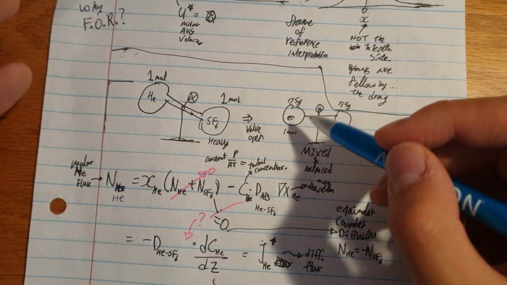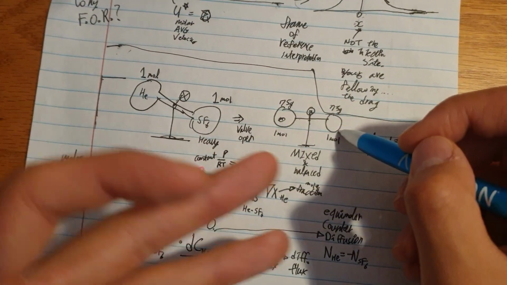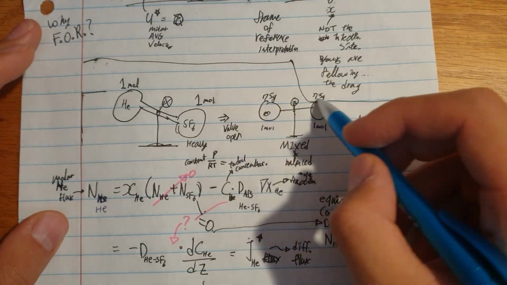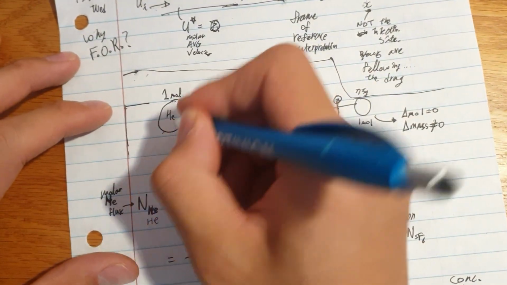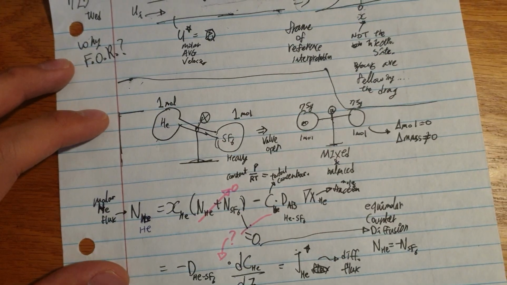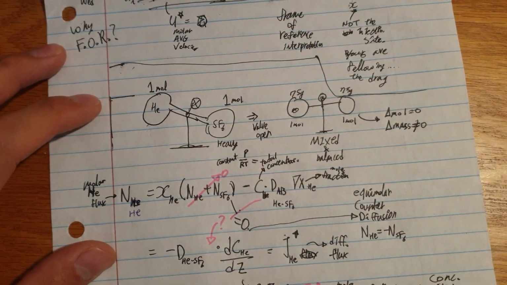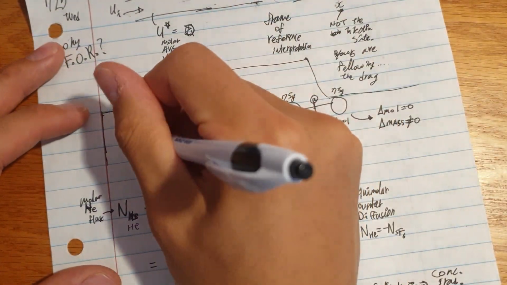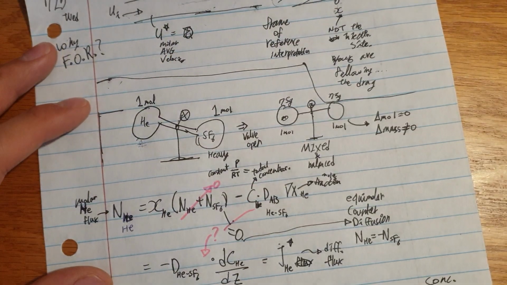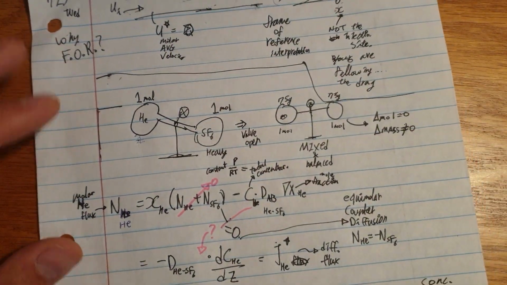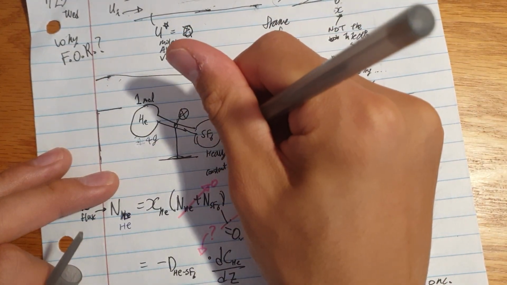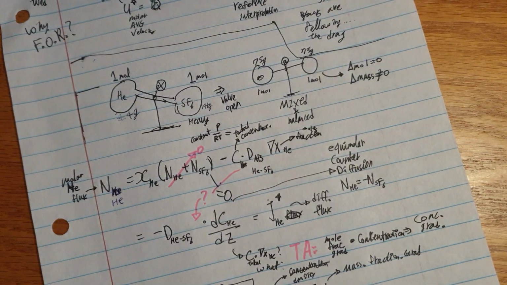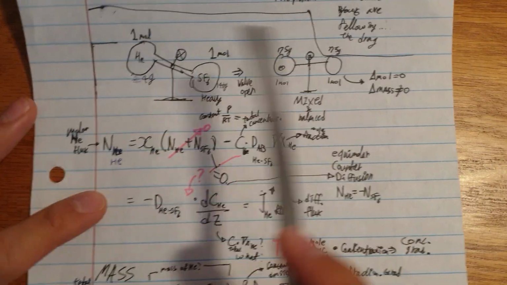So 0.5 mole of helium and 0.5 mole of SF6, and the same thing on the other side. Each side will weigh about 75 grams, because 1 mole of helium weighs about 4 grams, and 1 mole of SF6 weighs about 146 grams or so. I could be wrong, but approximately something like that. So if you're just looking at the molar flux, this has happened.